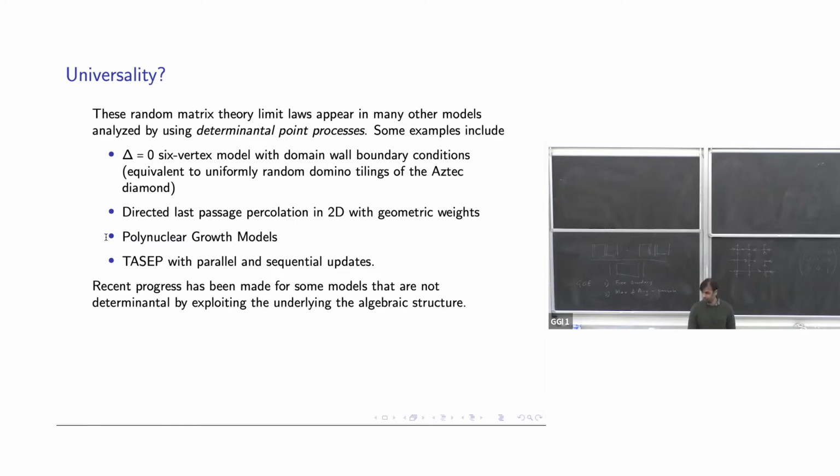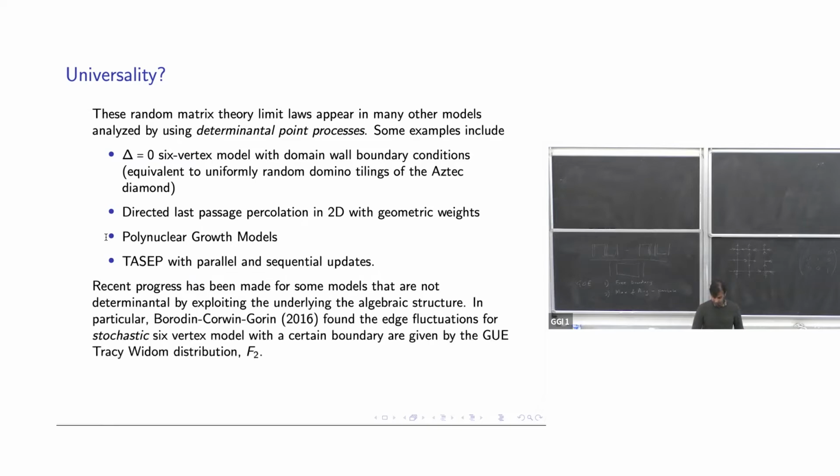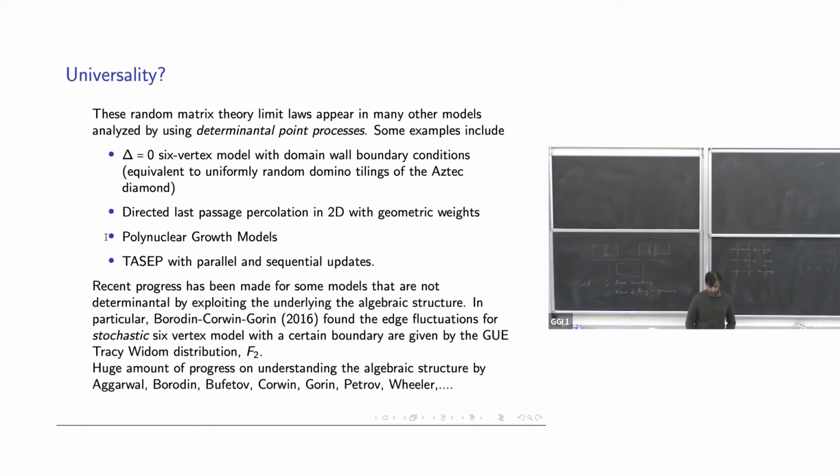There has been some progress in the recent decade where the underlying structure is algebraic, but the models aren't necessarily determinantal. One result, for example, is that Borodin, Corwin, and Gorin considered edge fluctuations for the stochastic six-vertex model. So it's a six-vertex model with a different parameter delta. And they found that fluctuations are given by GOE distributions. And in recent times, there's been some big understanding of the algebraic structure, but I won't mention that here.